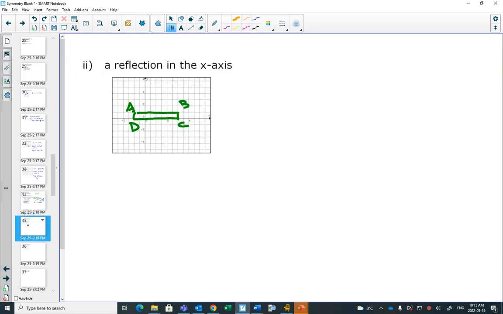Yes. And now if you reflect in the x-axis, that's the x-axis. You're going to flip it, have line symmetry. Can you see that your new one would be down here? Yeah, that one I do get. That one's easier, right? And then we would label this, the bottom point here would be A prime, B prime, C prime, and D prime.